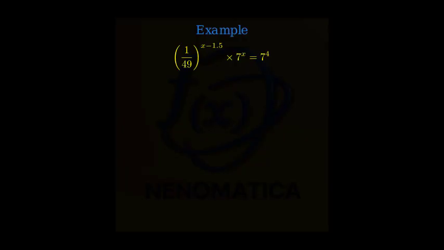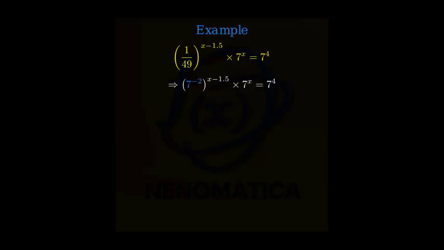Let's solve this systematically. First, let's simplify this equation by rewriting 1/49 in terms of 7. Since 49 equals 7 squared, 1/49 equals 7 to the power of -2, so we can rewrite the left side of our equation with this substitution.